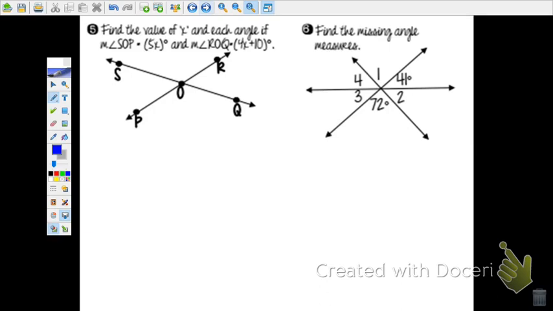Number 5, find the value of x and each angle. If angle SOP is 5x, I'm going to put that in my picture. And angle ROQ is 4x plus 10. So very important to put it in our picture so we can see that relationship. With it in the picture, looking at that relationship, I know I have vertical angles which are congruent or equal to each other.